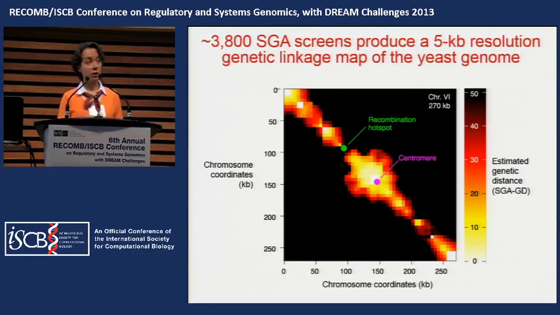So we took about 3,800 SGA screens, half of which were published and half of which were unpublished at that time, and we generated a 5 KB resolution genetic linkage map of the yeast genome. What I mean by genetic linkage map in this case is we have 16 of these maps, one for each chromosome, where you have chromosomal coordinates on the x-axis, chromosomal coordinates on the y-axis, and at each intersection I'm telling you the average genetic distance between loci located in those two positions.